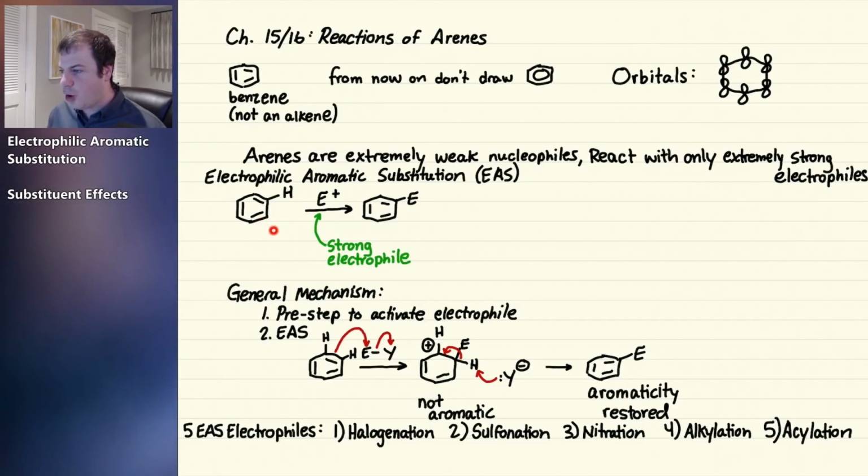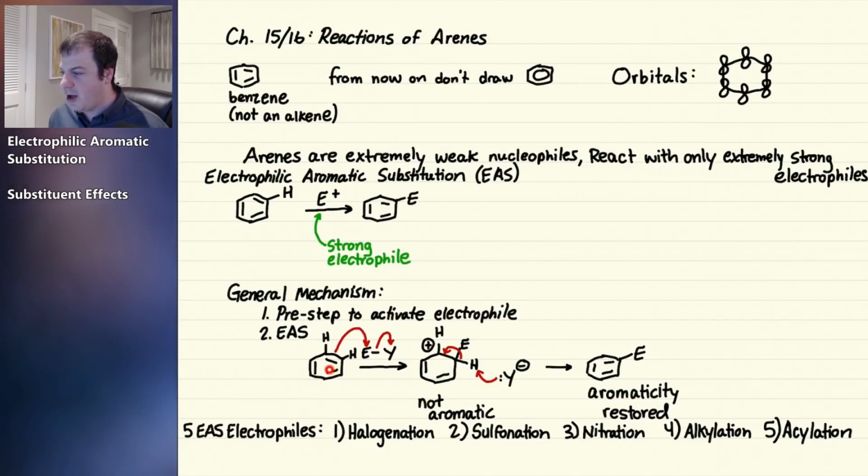The overall process of EAS is that we start with a benzene, react it with a strong electrophile, and that's going to substitute one of the hydrogens on the aromatic ring with that electrophile. The mechanism for all 5 reactions that we learn in this chapter follows the same pattern, where there's a pre-step to activate the electrophile and then the electrophilic aromatic substitution step itself. In all cases, the EAS reaction is identical.